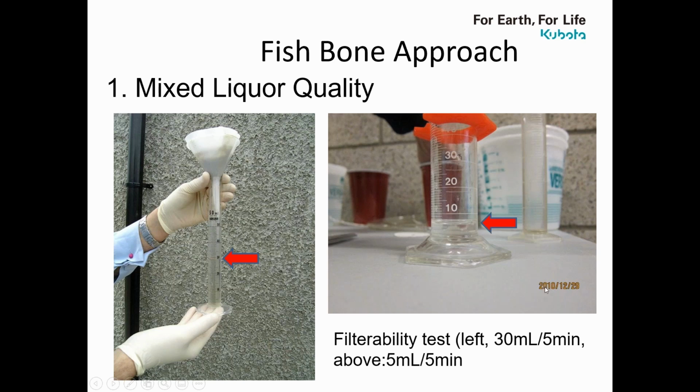This is a plant that I visited in Washington. I think this is Lynnwood, Washington, but we had like 6 or 7 milliliters when it was very bad. I think it only had 3 to 5 milliliters in 5 minutes. So the mixed liquor quality was very poor in some of the cases. If you compare a plant that only has 5 milliliters coming out in 5 minutes versus 30 milliliters, you're going to have a much higher TMP. So this is one thing we check. Make sure that the mixed liquor is okay.